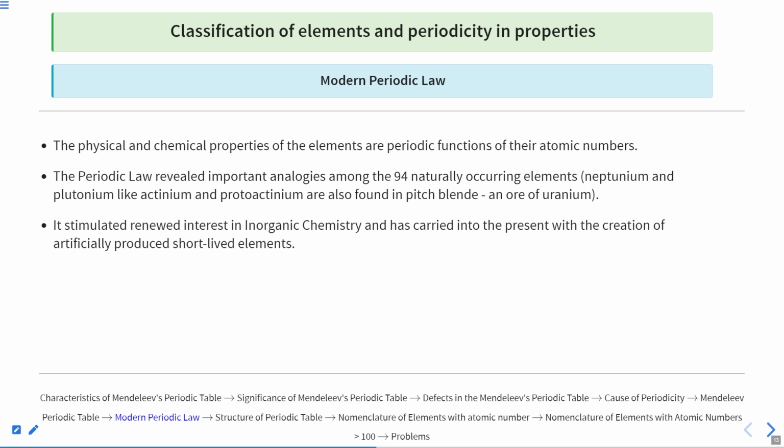The periodic law revealed the important analogy among the 94 naturally occurring elements. Neptunium and plutonium, like actinium and protactinium, are also found in pitchblende, an ore of uranium. This stimulated renewed interest in inorganic chemistry and has carried into the present era of artificially produced short-lived elements. Clear? Okay.